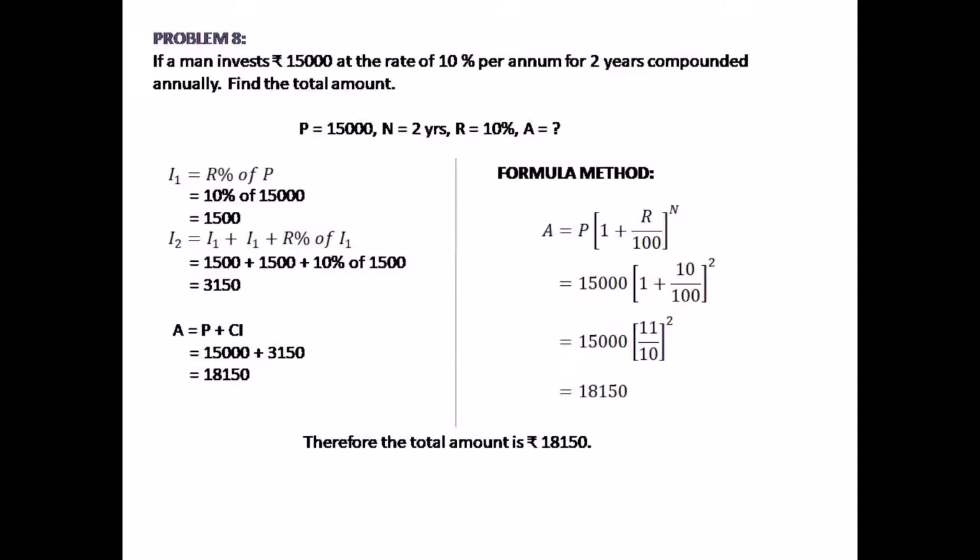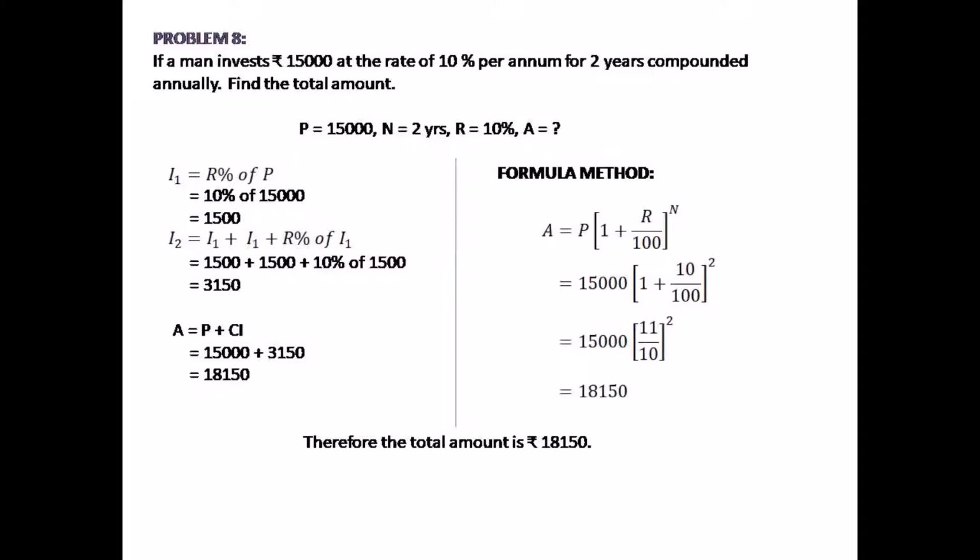If a man invests rupees 15,000 at the rate of 10% per annum for 2 years, compounded annually, find the total amount. Given P equals 15,000, N equals 2 years, R equals 10%. We have to find the total amount. I1 equals R percent of P, that is 10% of 15,000.